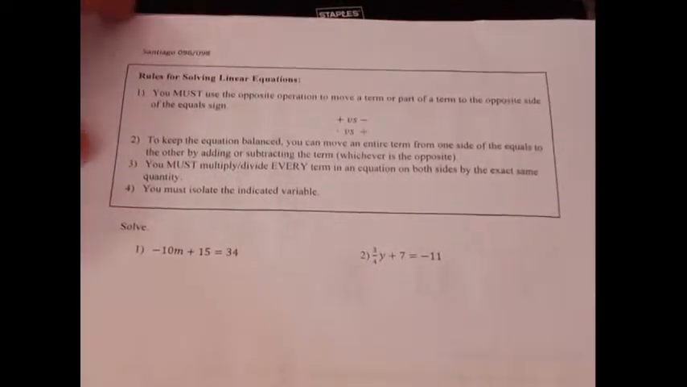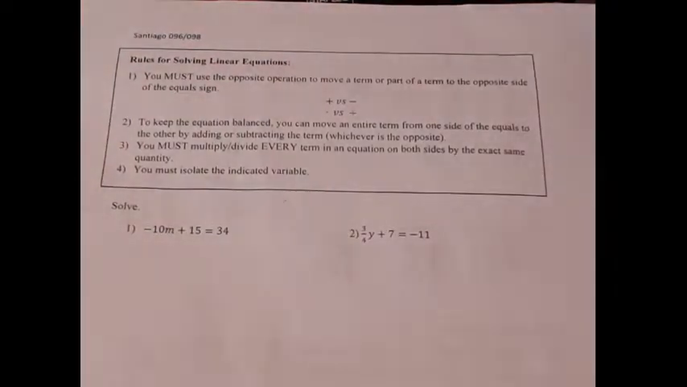Rules for solving linear equations. Rule number 1, you must, I repeat, you must use the opposite operation to move a term or part of a term to the opposite side of the equals. Opposite operation, opposite side of the equals. So addition is the opposite of subtraction and vice versa. Multiplication is the opposite of division and vice versa.